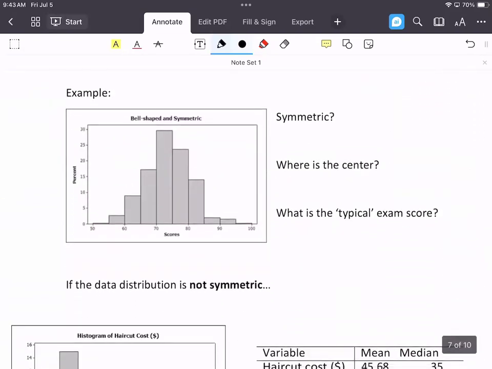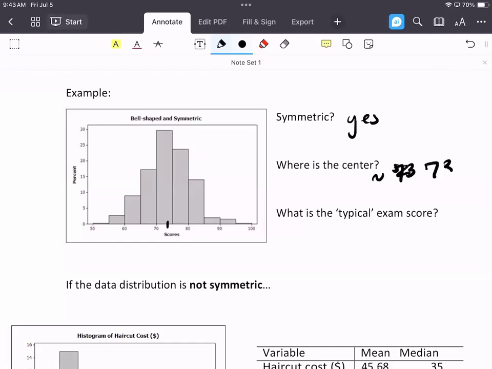Looking in more detail at the distribution that we had above. Is this roughly symmetric? Well, we said yes, it's symmetric. Remember, symmetry doesn't have to be perfect. It just has to be roughly symmetric. Where's the center? I'd say the center is right about here, roughly. What is that? Well, I'm going to say it's about 73.